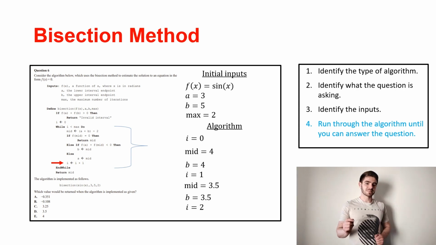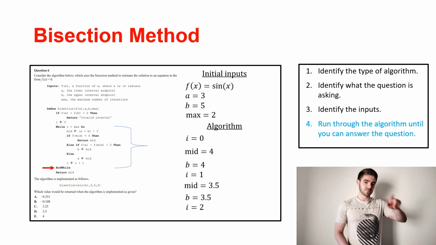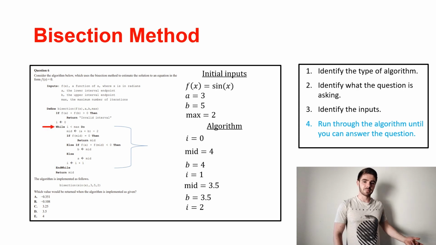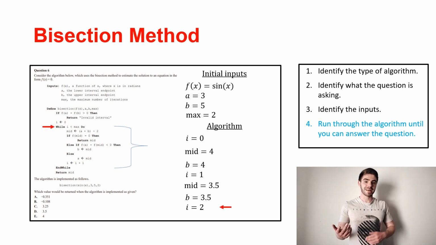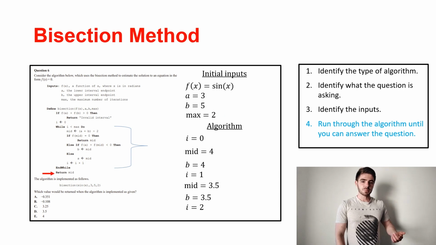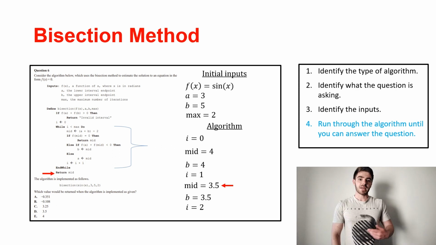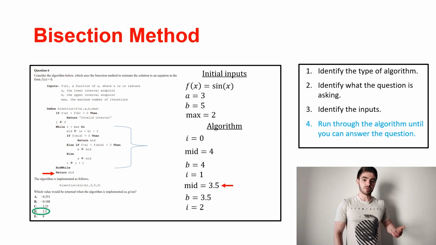Once again, we made it to the end of the loop. So we'll go back to the top and test that exit condition again. i is now 2, and max hasn't changed, it is still 2. i is no longer less than max, so we'll exit the loop. The next statement after the loop is a return statement. This is what we've been waiting for. We find that the algorithm returns the value of mid, and the last known value of mid was 3.5. So the answer to this question is going to be 3.5.